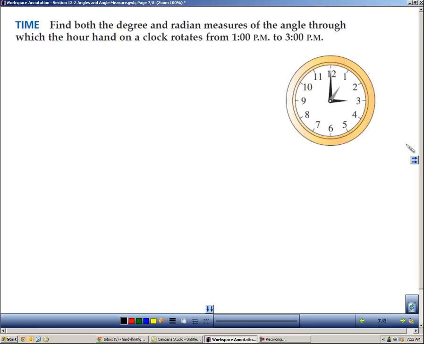Here we want to find both the degree and the radian measures of the angle that's created when we go from 1 p.m. to 3 p.m. So that means we're going to start here at 1 p.m. and we're going to end here at 3 p.m. So this is the angle that we're looking for right there. Well, since the clock is split up into 12 portions and we want to go from 1 to 3, that's really 2 portions. So that's 2/12 or 1/6 is the amount that we're moving on our clock. Well, 1/6 of 360 is a 60-degree angle.